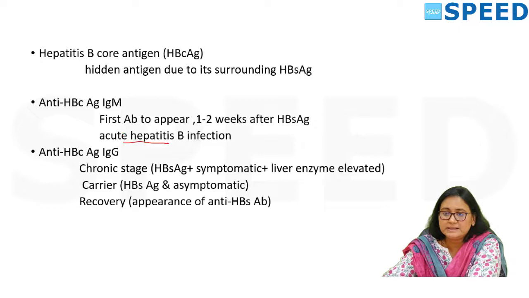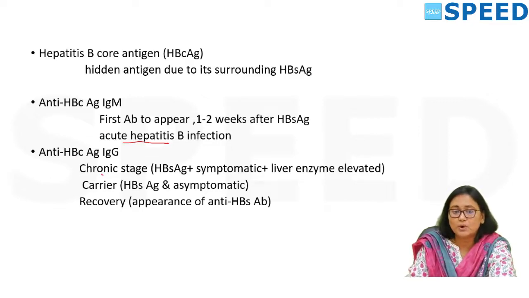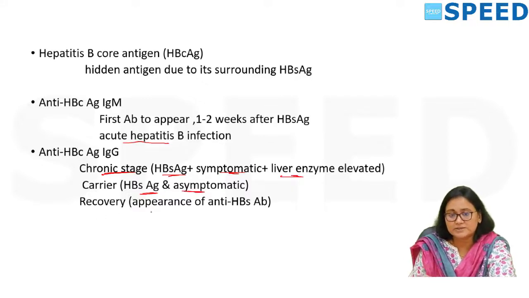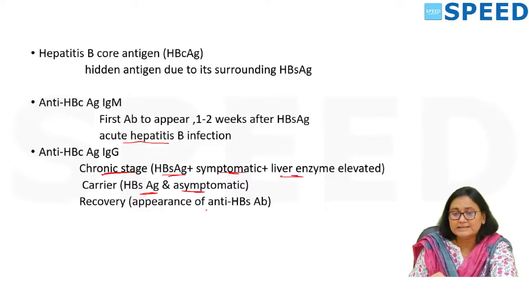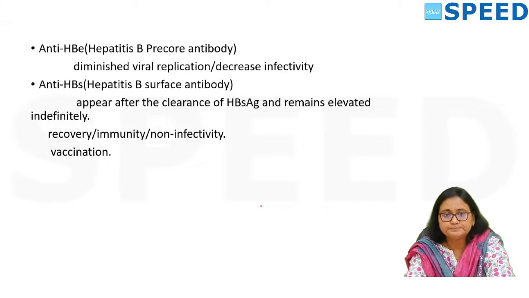If you see anti-HBC antibody, which type? IgG type, that shows that it is chronic stage. Okay. So in chronic stage, your surface antigen will be there, the person will be symptomatic and liver enzymes will be elevated. Okay. In carrier stage, your hepatitis B surface antigen will be there and the person will be asymptomatic. If it is recovery stage, then you will have, along with that, anti-hepatitis B surface antibody. So, we will see it in a tabular form.